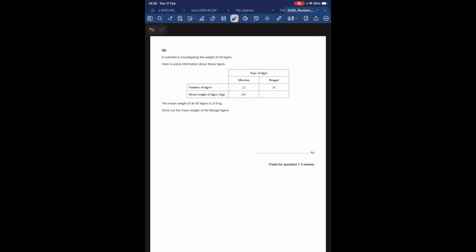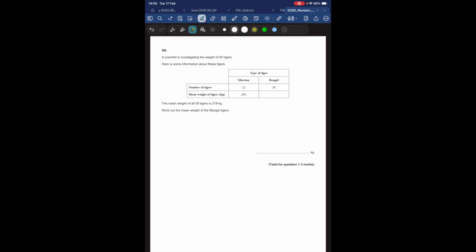With this question, you're given some statistical information regarding the weight of tigers in this table. You're told that you're looking at 50 tigers. You're told that 22 of the tigers have a mean weight of 260 kilograms. You're given 28 Bengal tigers, but you're not told what their mean weight is. And finally, you're given that all of the tigers have a mean weight of 218 kilograms. Now, the question revolves around you understanding what the mean value actually translates to.